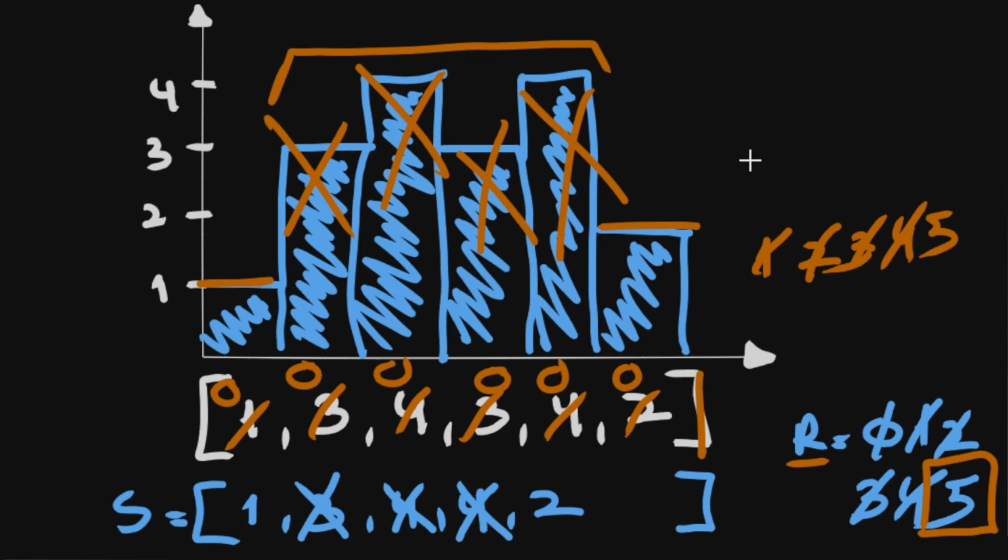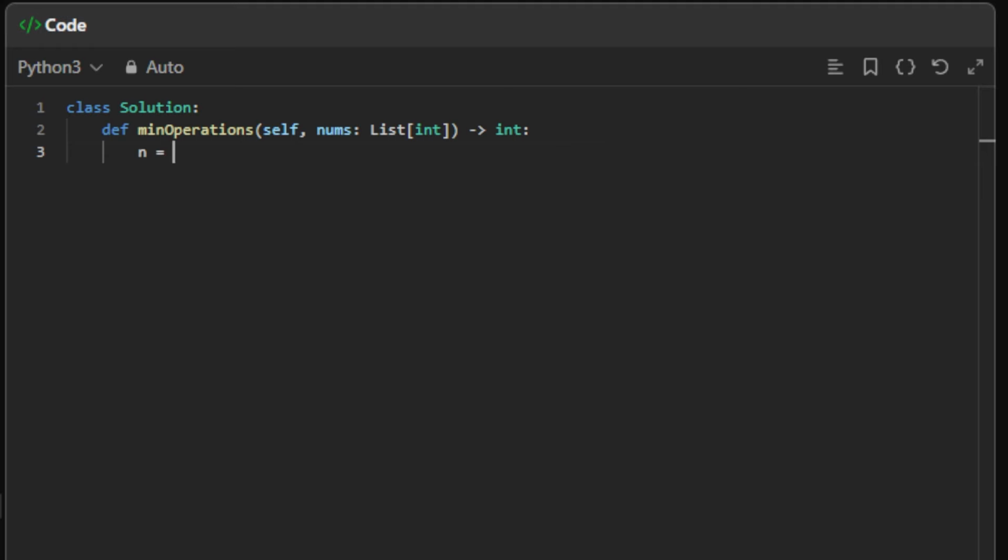Okay? And by using this monotonically increasing stack, we are solving this in big O of n time and space complexity. So with this in mind, let's go with the code. First, n is the length of nums. The result is 0. We have an empty stack.